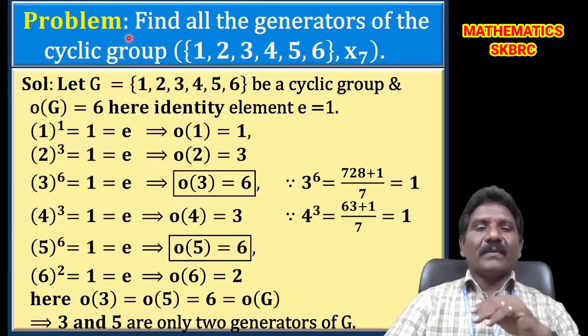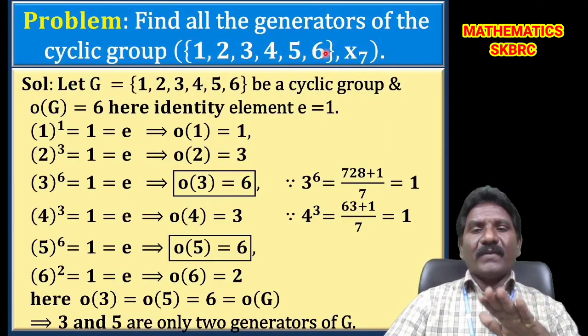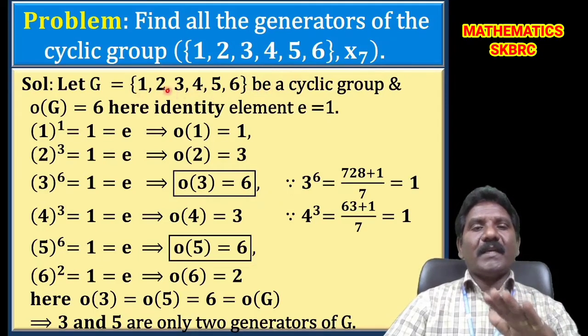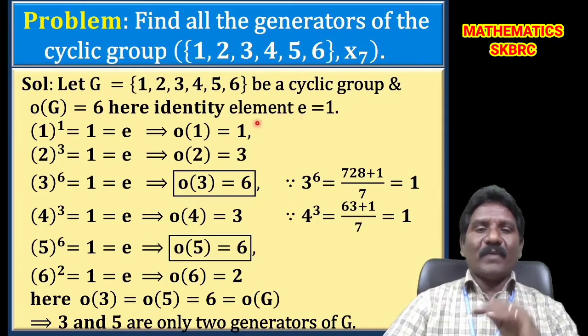Example problem. Find all the generators of the cyclic group {1, 2, 3, 4, 5, 6} under multiplication modulo 7. Let G = {1, 2, 3, 4, 5, 6} be a cyclic group. Since G contains 6 distinct elements, the order of G is 6. Here, the identity element e is equal to 1.